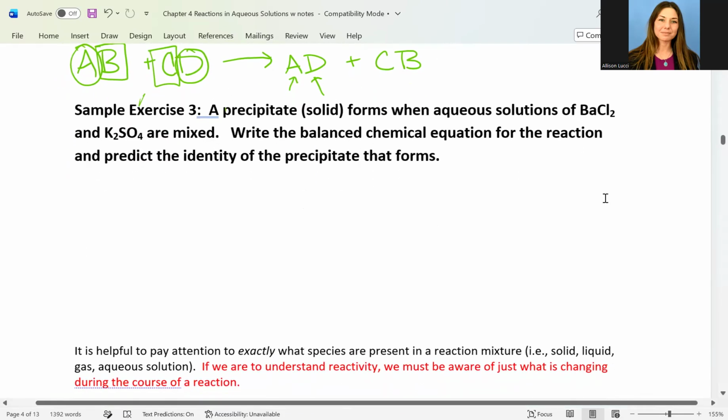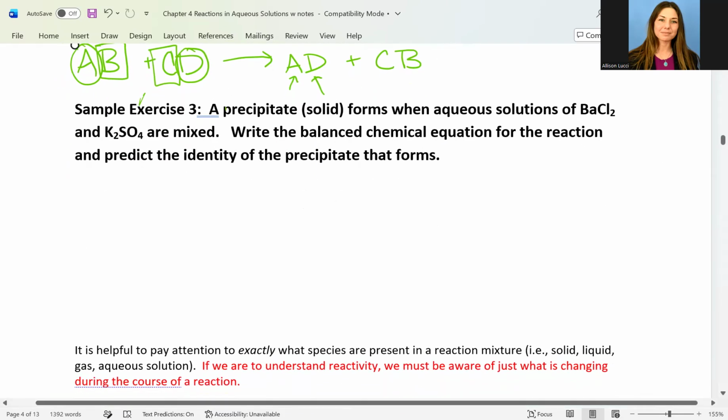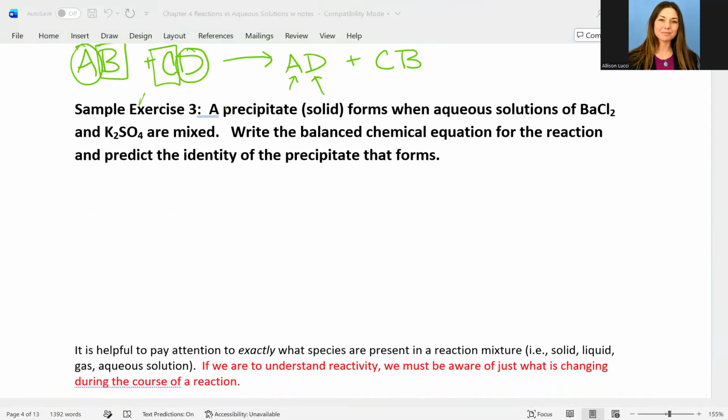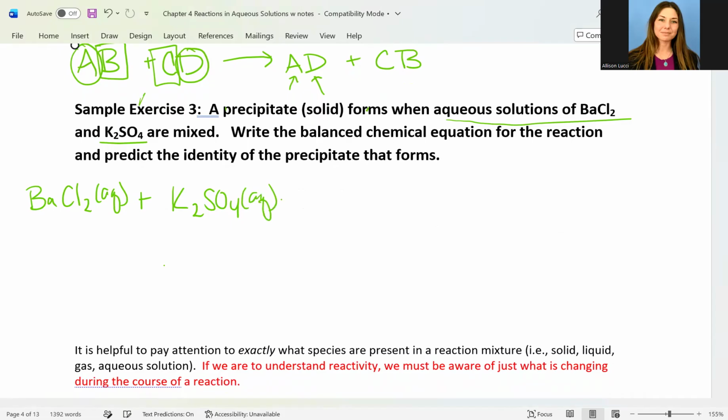Let's take a look at sample exercise 3 here, where we're told that a solid, a precipitate, will form when aqueous solutions, so we have barium chloride dissolved in water and potassium sulfate, are mixed. When we mix these two solutions, we're going to form a precipitate. So what we should think is, what happens when we mix together aqueous barium chloride and K2SO4, also aqueous? What solid could we get?